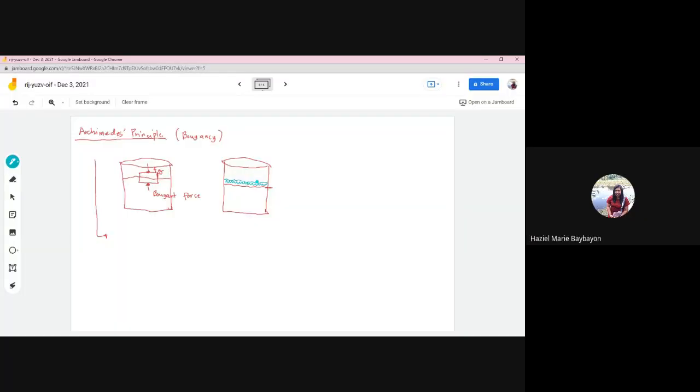This is the volume of the object. This is the volume of the submerged part of the object. Okay? So if it is totally submerged in water, then this is the total volume of the object that you submerged. But if it is only partially submerged, then the change in volume of your fluid is the volume of the part of your object that is submerged in water. Okay.